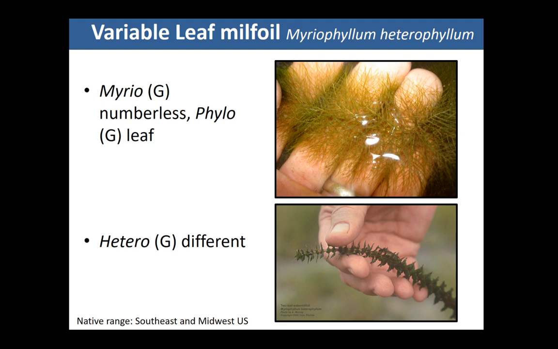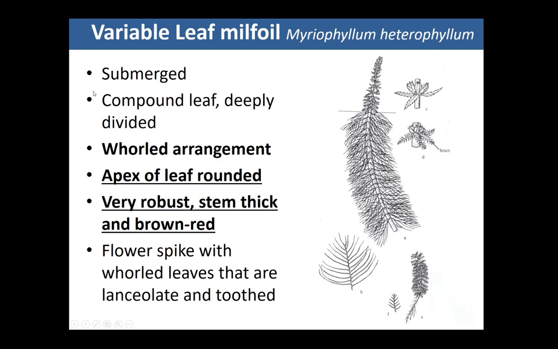And this refers to the fact that the emergent spike, where the flowers are, has a very different set of leaves on it than what's underwater. The submersed leaves are very different from the emergent leaves. So here are the characteristics to look for in variable leaf milfoil, again tied in with an illustration, a drawing, which is really the best way to start learning how to identify any species.